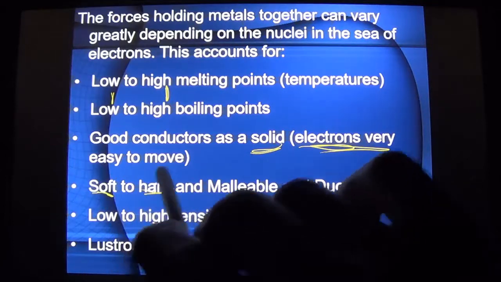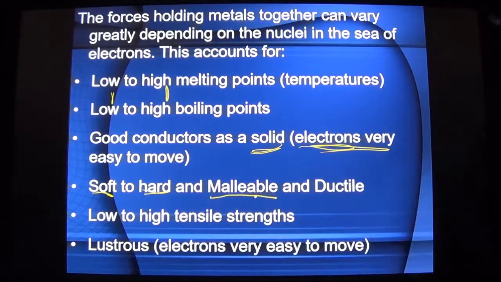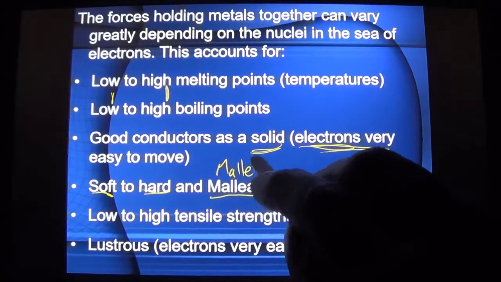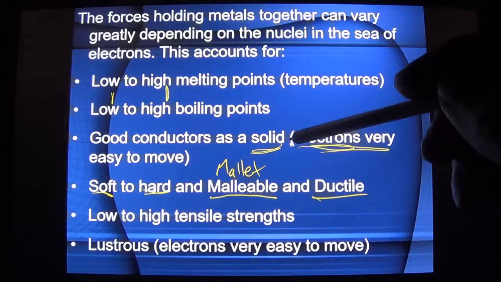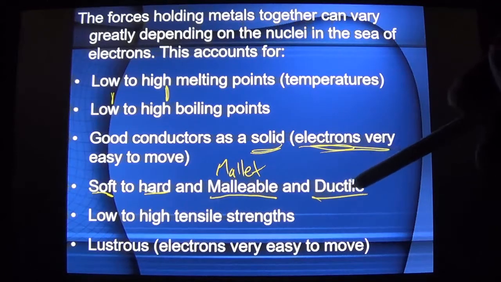Regardless of whether they're soft or hard, if you do hit them hard enough, they will bend, not break. They're malleable. Think mallet, like the old wooden hammer. Hit it with a mallet and it will bend. It will not break. It's not brittle. It's malleable. They're also ductile. That means they can be stretched into wire, which is another good reason that we like to use metals for wire. They're good conductors, and most metals are ductile.